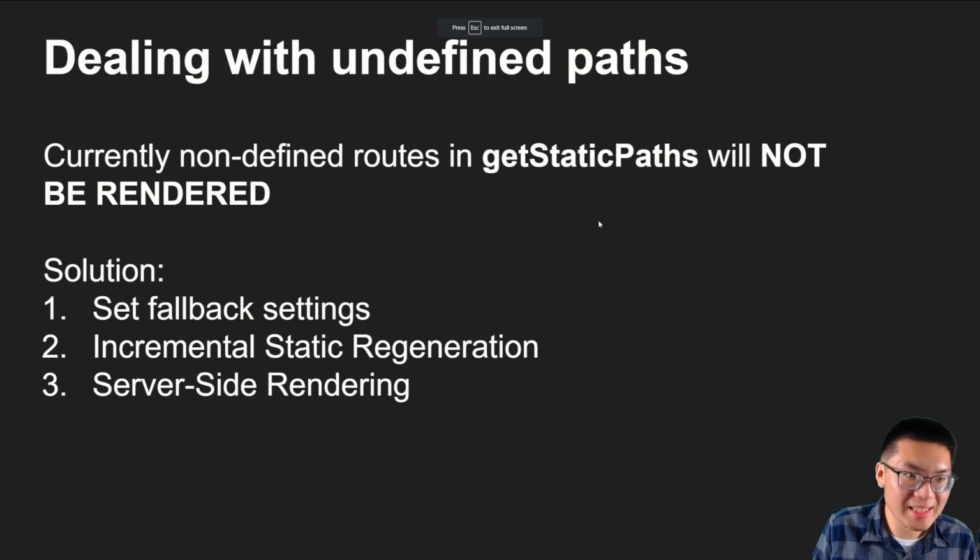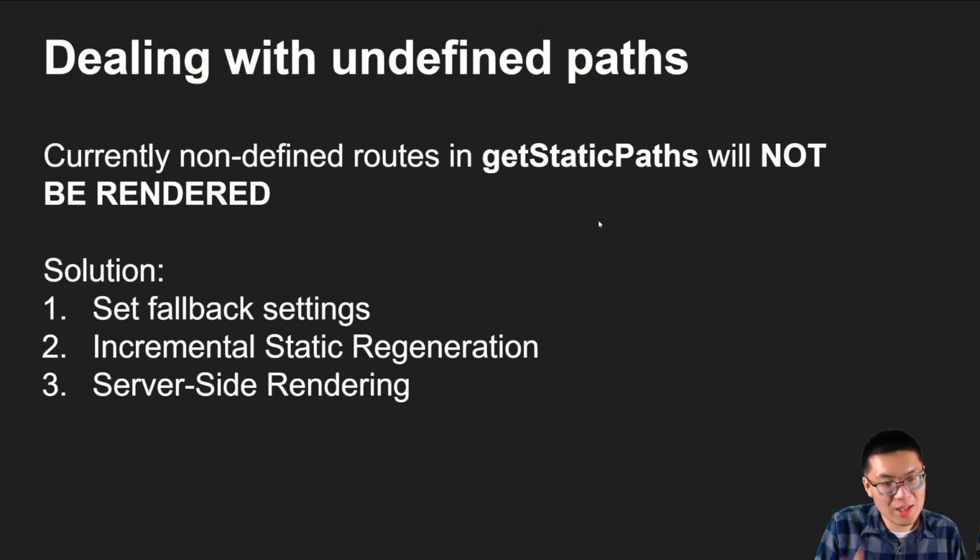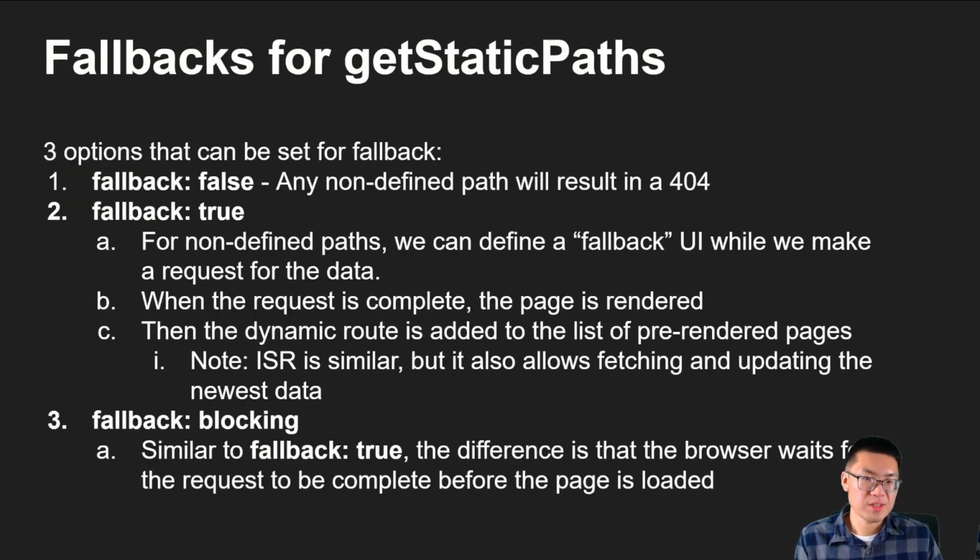Okay, so that's getStaticPaths. Now let's talk about how we would deal with undefined paths. We kind of just ran into that when I typed in coal earlier instead of sol. As you saw, if we type in something that does not exist, we will not render the page. There are a couple of solutions to this. The first one is we can set a fallback setting. I'll talk a bit about this later, and this would help resolve the issue. We can use another concept called incremental static regeneration, or we can use server-side rendering. So let's go through some of these.